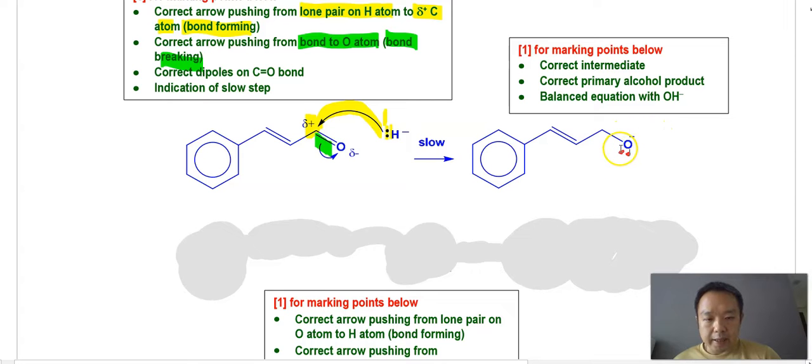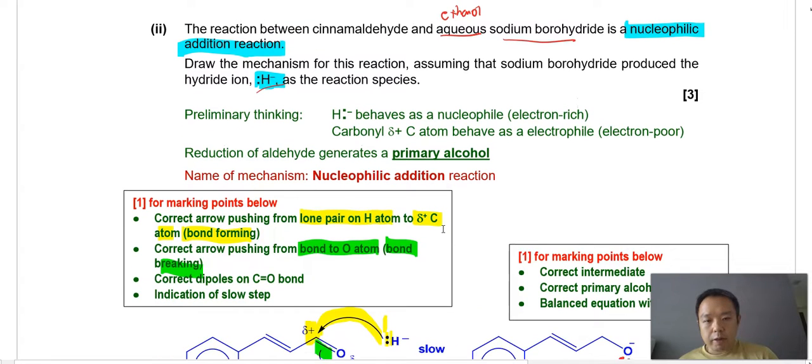To get the alcohol, basically I need an H plus. I repeat again, H plus to protonate this to get an OH. So where can we get H plus from? If you take a look at the question, with cinnamaldehyde and sodium borohydride, we did not add any acid. So the only possible place we can get H plus will be from the aqueous medium.